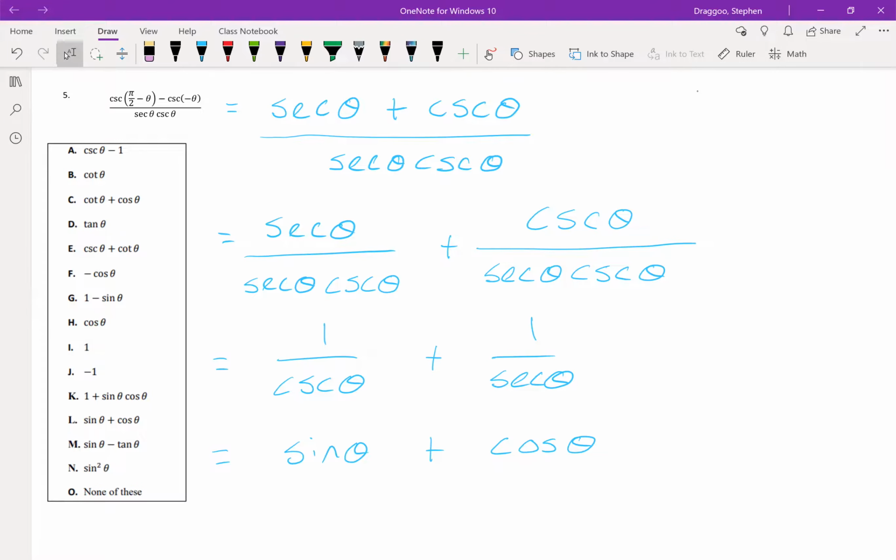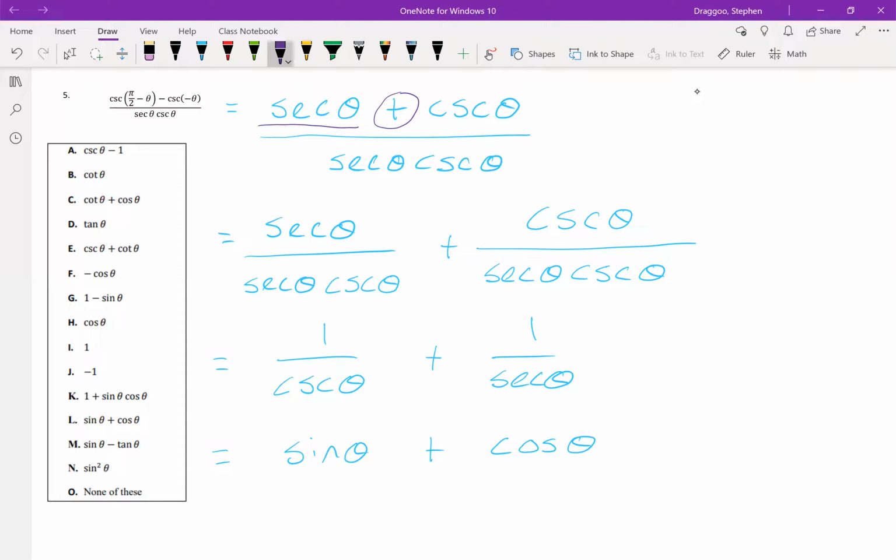Problem 5. Again, I have a cofunction and an odd identity, so I'm going to deal with those first. Cosecant of pi over 2 minus theta is equal to secant theta. And negative cosecant of negative theta should become positive cosecant theta, since that's a double negative there because cosecant is an odd function.